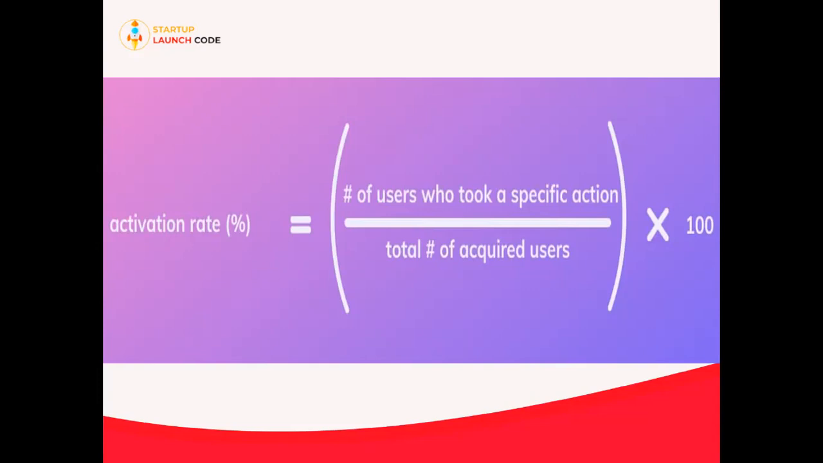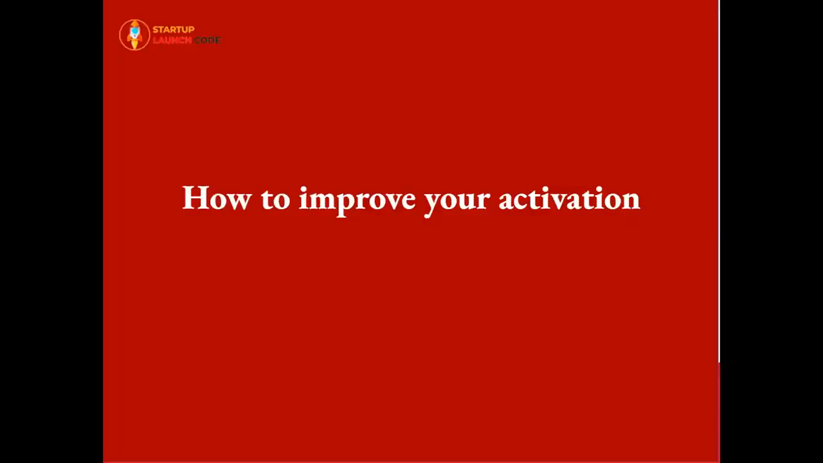So you'll be able to define and measure your activation, and know whether you are doing well with your activation strategy or not. So now that you're able to define and keep track of your activation, how do you improve your activation if you are not doing well with it?